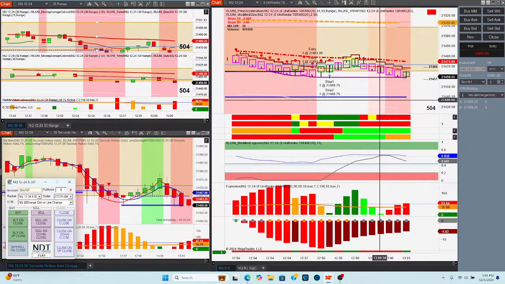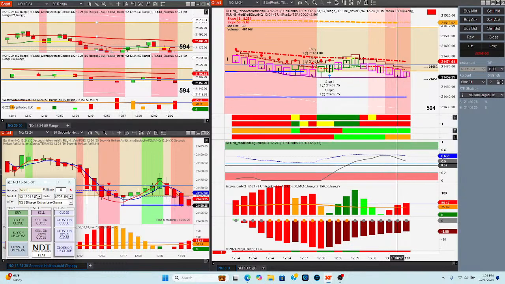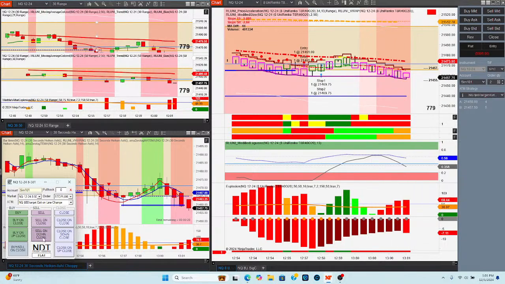Could be a double bottom. Could punch through. Still green. I don't like how this is rising. There we go.